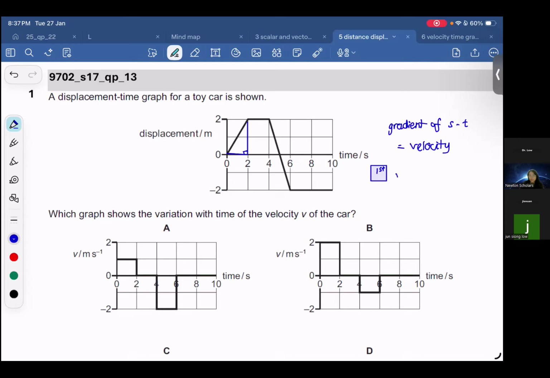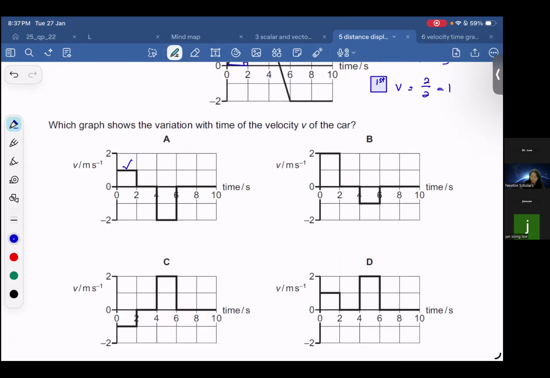Okay, the gradient represents velocity. So your velocity should be 1. So you are using 2 divided by 2 is 1. So can you see that 1 here, okay. 2 here is wrong. Then this one, -1 is wrong. Then this one, 1, okay. So our answer should be A or D only. Okay, A or D only.